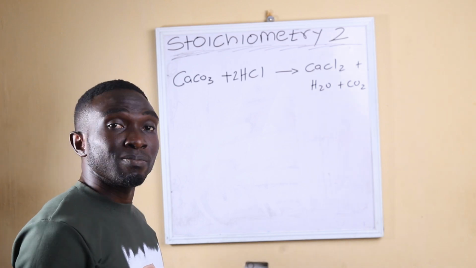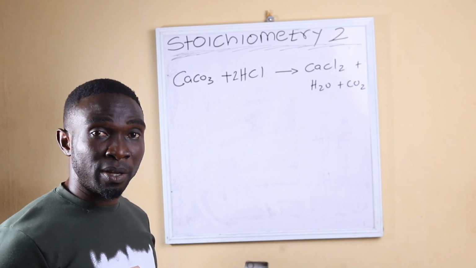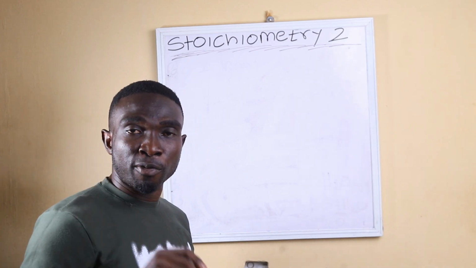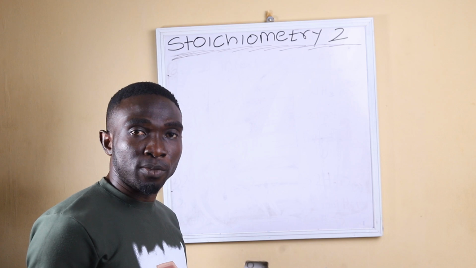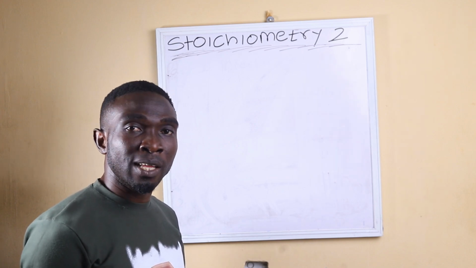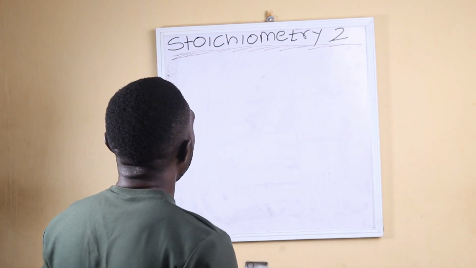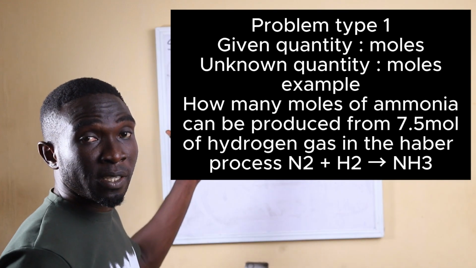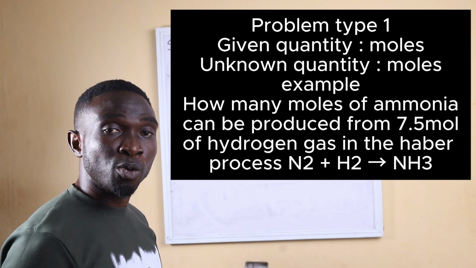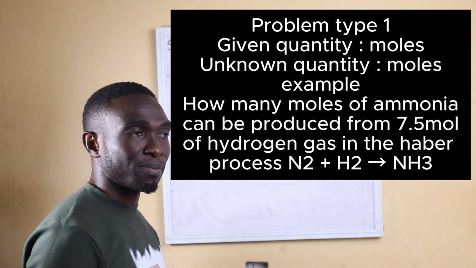Let us now consider different forms in which stoichiometry problems can appear. Stoichiometry problems could appear in 4 different forms. We are going to divide these forms into what we call problem types. Let's consider problem type 1. For problem type 1, the given quantity is in moles and the unknown quantity is also in moles.